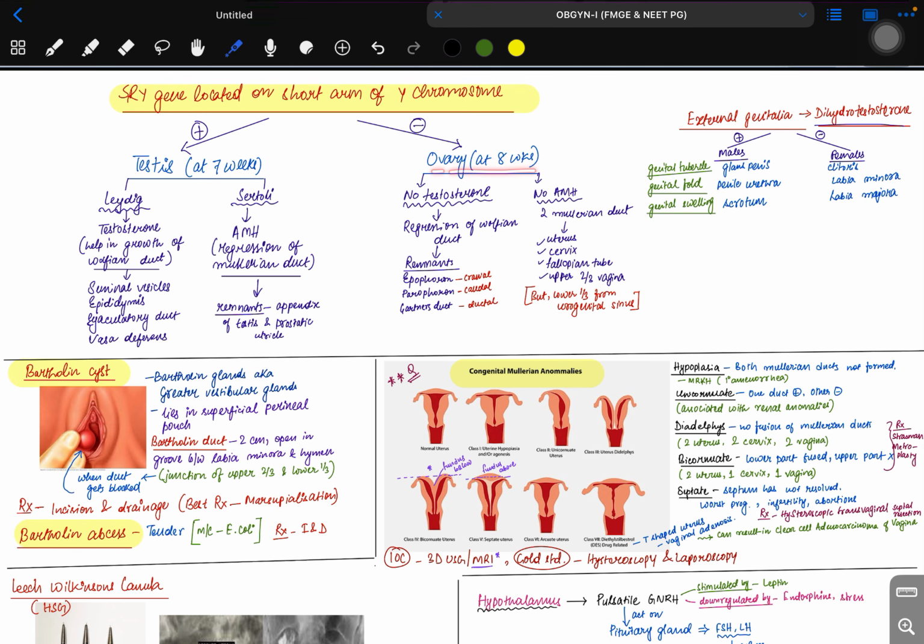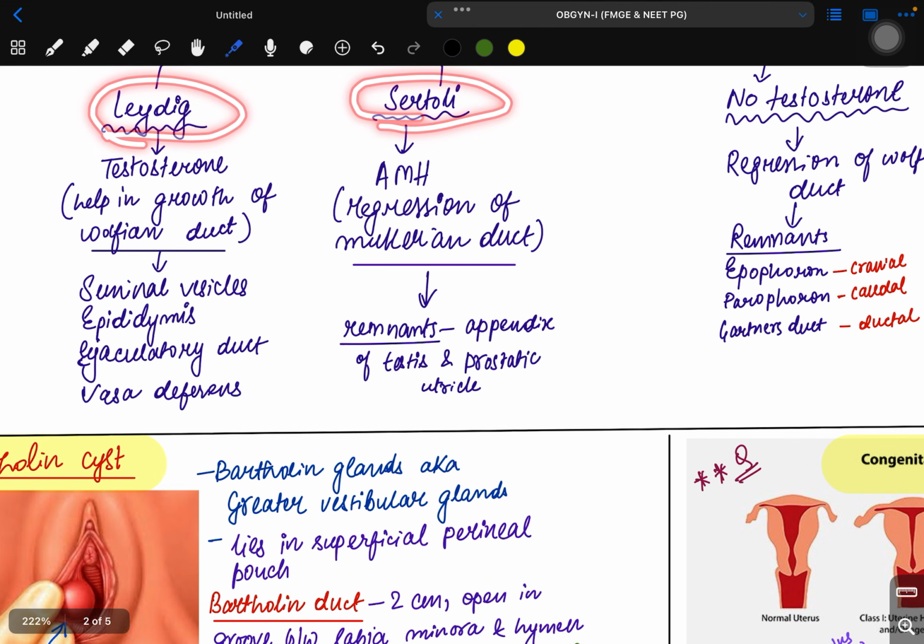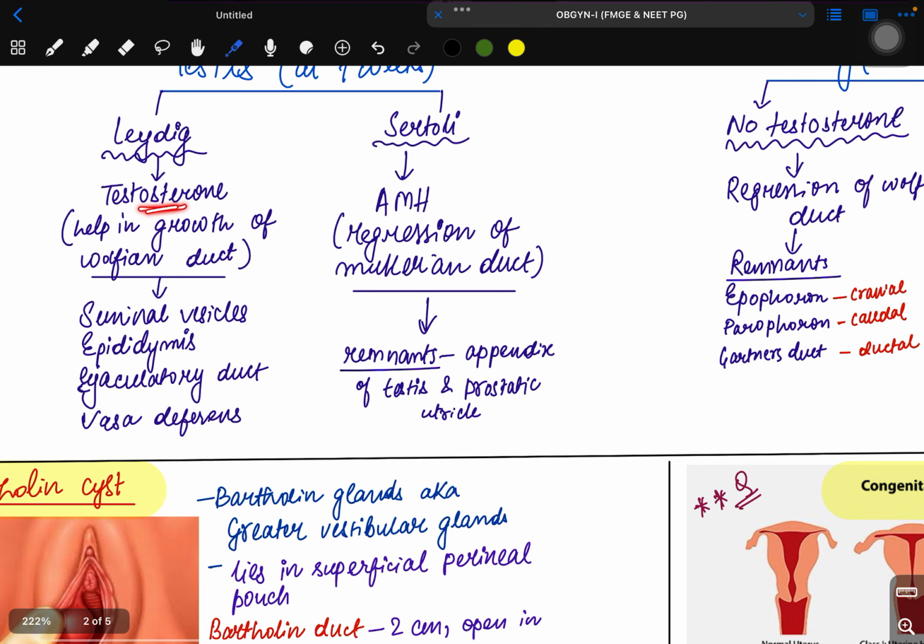Now there are two types of cells in the testes: the Leydig cells and the Sertoli cells. The Leydig cells will secrete testosterone, and this testosterone helps in the growth of the Wolffian duct. The Wolffian duct gives rise to the seminal vesicles, the epididymis, the ejaculatory duct, and the vas deferens.